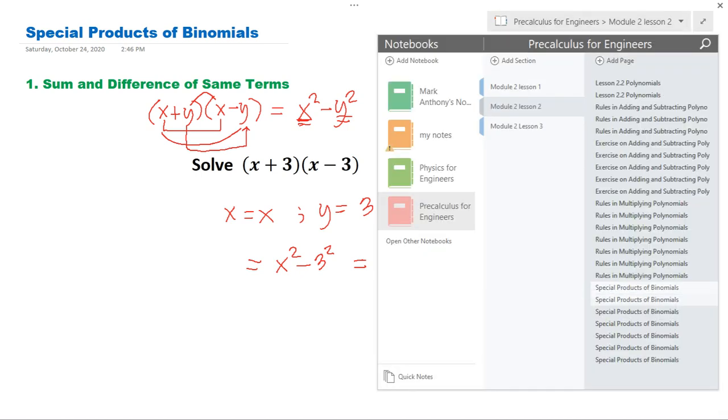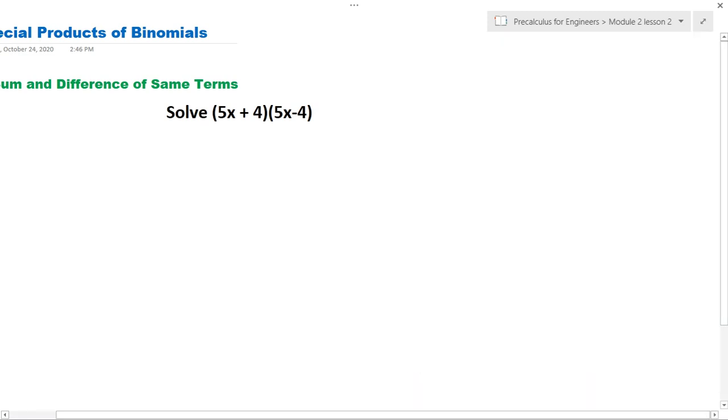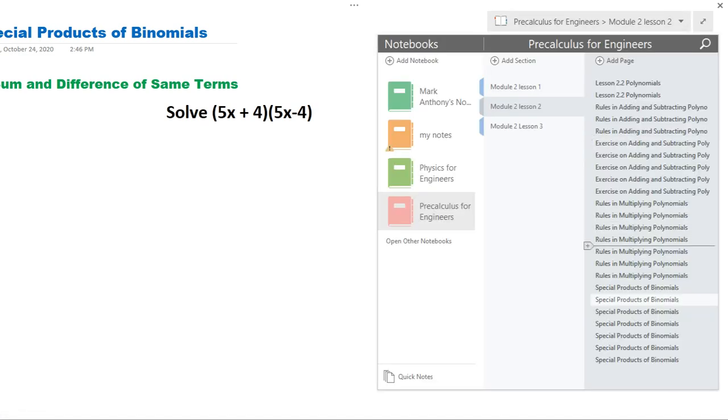Another example for this one. How about we have okay, you have a question?